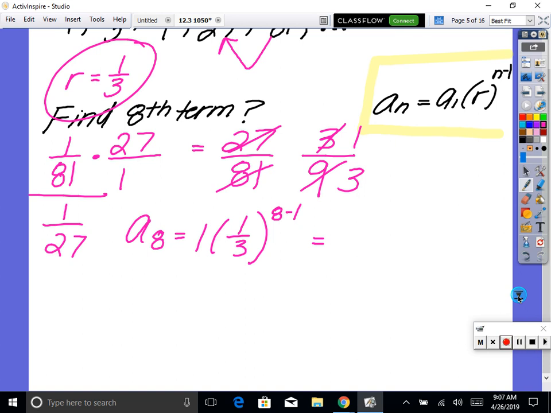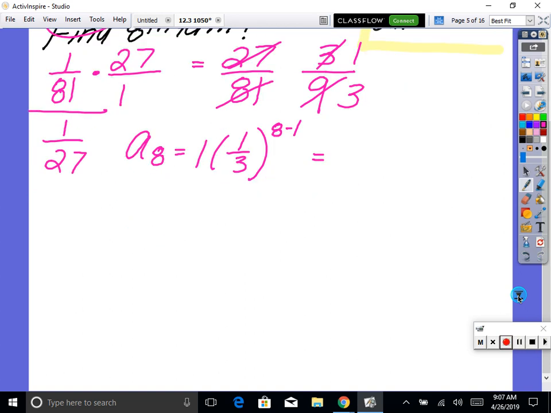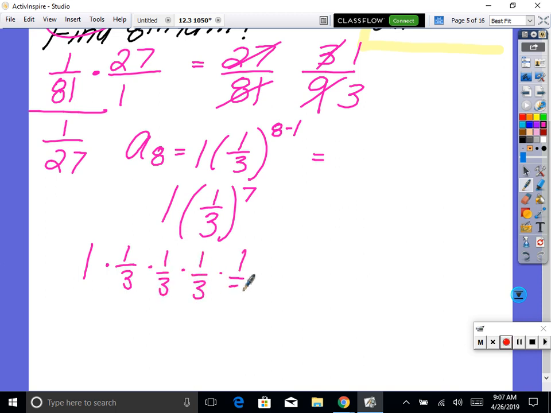So look. This is 1 times 1/3 raised to the 7th power. Agreed? So that's 1 times 1/3 times 1/3 times 1/3, 7 times. How many times have I written it? 1, 6, 7. How do we multiply fractions?